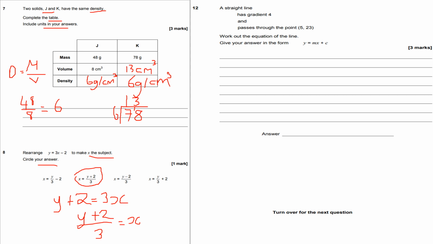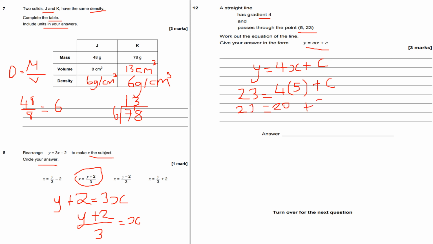Question 12. A straight line has gradient 4 and passes through the point (5, 23). Work out the equation of the line, give your answer in the form y is equal to mx plus c. If you remember, guys, m is our gradient, so y is equal to 4x plus c. I can just sub in 4 straight away for m. I'm now going to substitute in the coordinates, x equals 5, y equals 23, to work out the value for c. So I'm going to have 23 is equal to 4 lots of 5 plus c, or 4 times 5. 4 times 5 is 20, so 20 plus c is equal to 23.